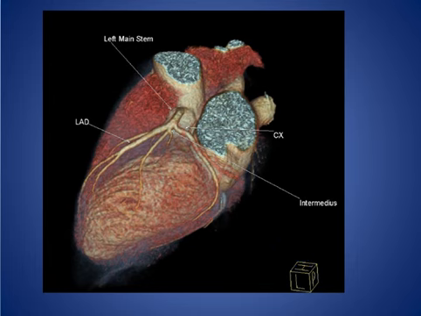Here, in about 15%, a third branch arises between the LAD and the circumflex from the left main, and this third branch is called the ramus intermedius or intermediate branch, and it behaves as a diagonal branch of the circumflex. And this is a normal variant.